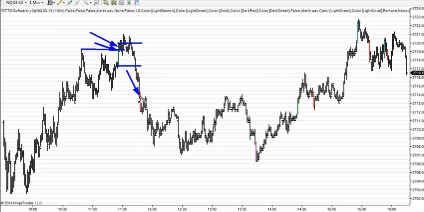Our next one here is a level 2 selling aggression bar. Certainly not on the low of the day, but it's on the low of about an hour.